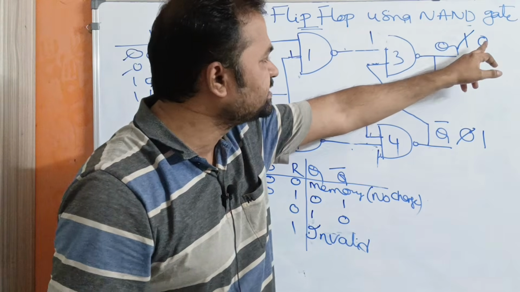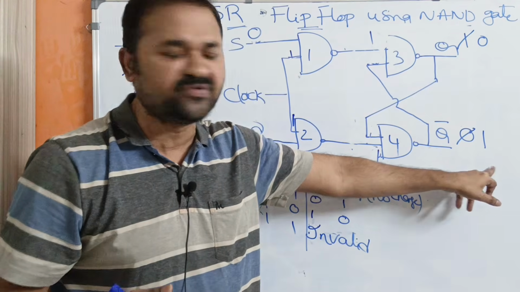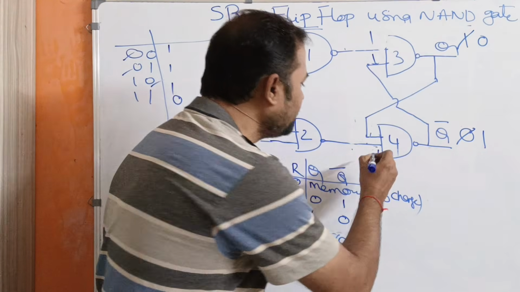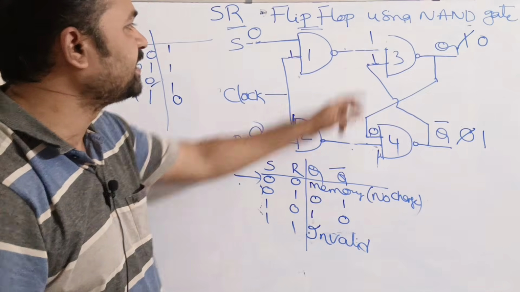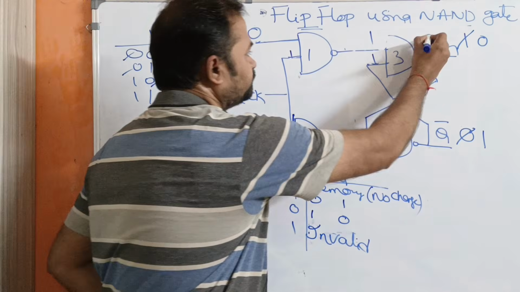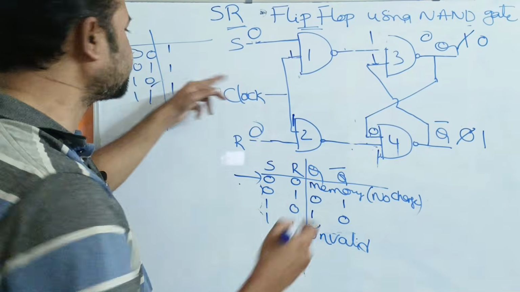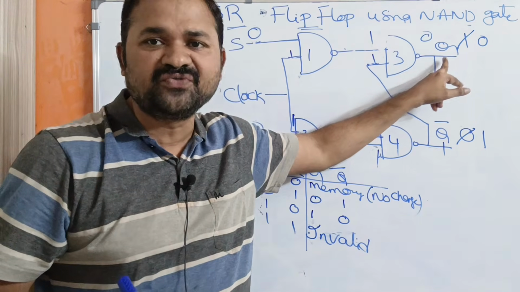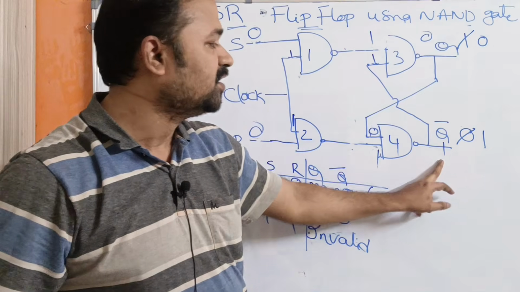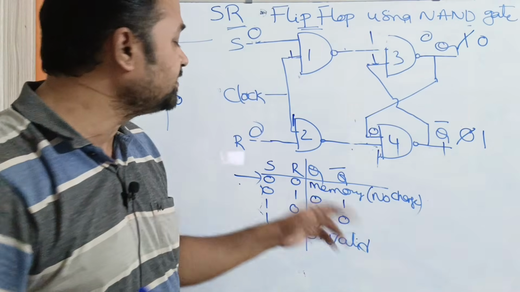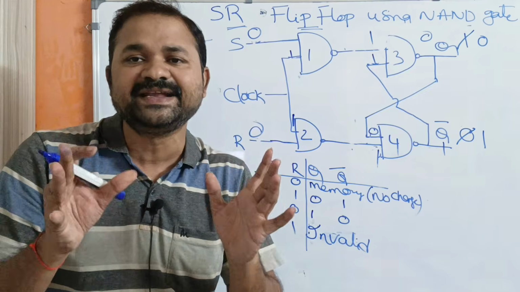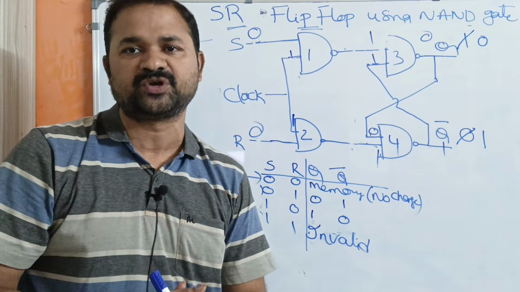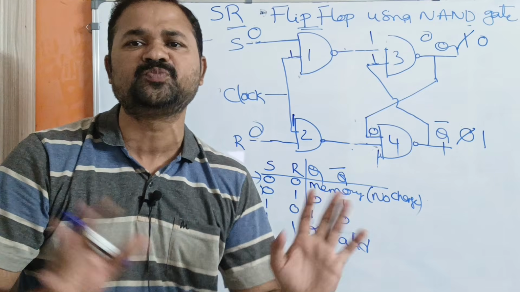So in that occasion, let us assume that Q value is 0 and Q bar value is 1. So this 1 will be passed as the input to the third NAND gate. Next, this 0 will be passed as the input to the fourth NAND gate. So 1 1 means 0. Next, 0 1 means 1. If we observe here, previously we have 0, so now also we got 0. Previously we have 1, now also we got 1. So if the inputs are 0 0, it is useful for memory purpose. That means there is no change in the previous output. The previous output and the present output are both the same.